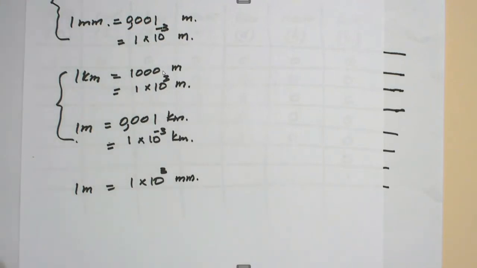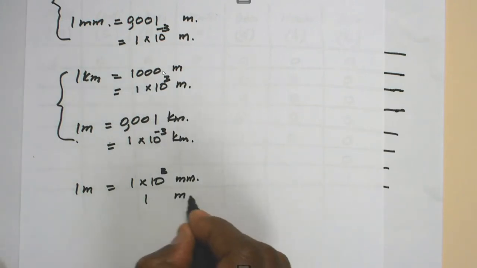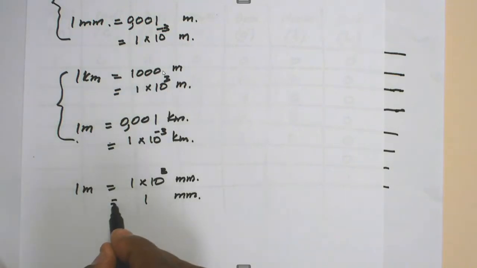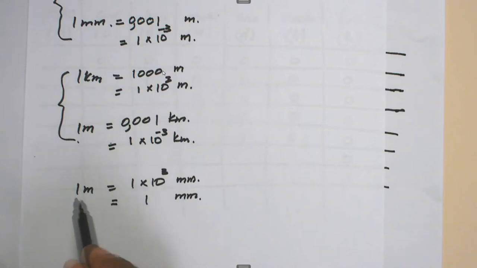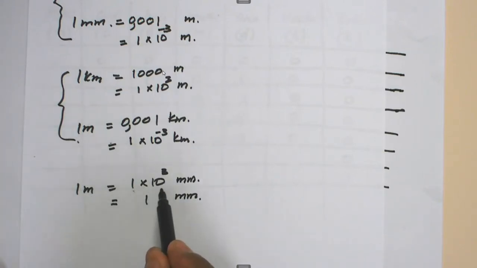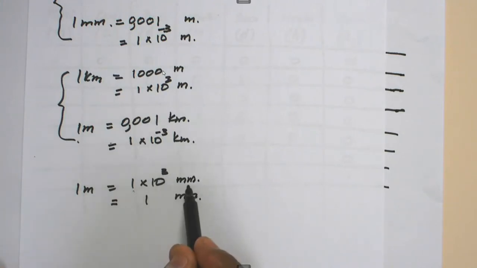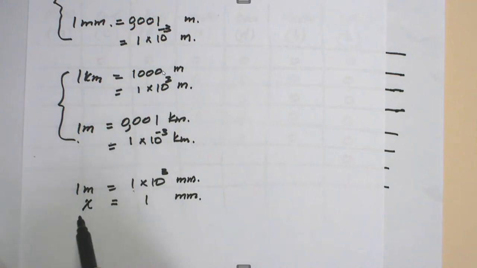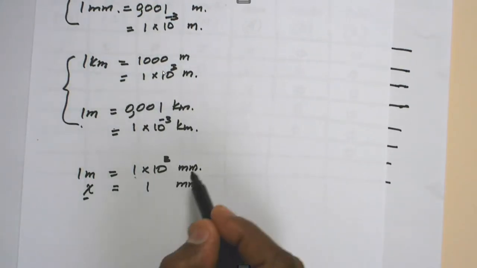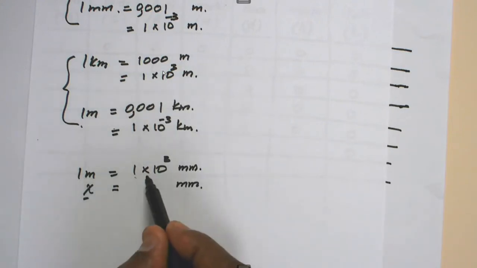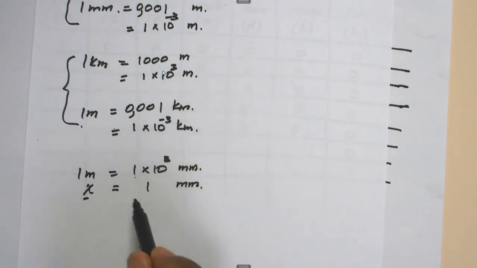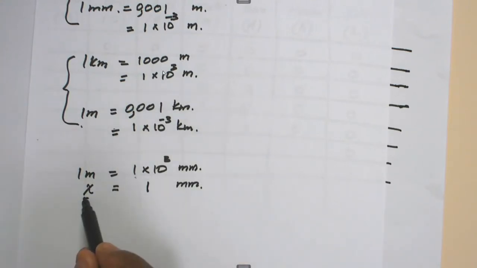Supposing you are asked, then how many meters are there in 1 millimeter? Now notice here that we want the number of meters in 1 millimeter, but we know that 1 meter is made up of 1 × 10³ millimeters. So you can put an X under the quantity that you want to find. In other words, you want to find how many meters there will be. On the right hand side here, you will put the same units. 1 meter is equal to 1 × 10³ millimeters. Therefore, if you are given 1 millimeter, then how many meters will that be?